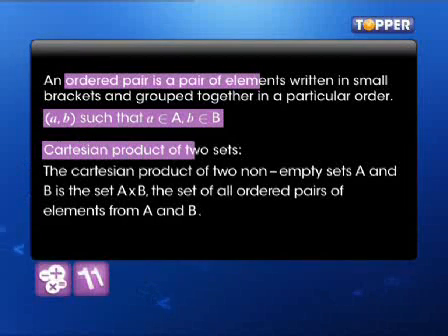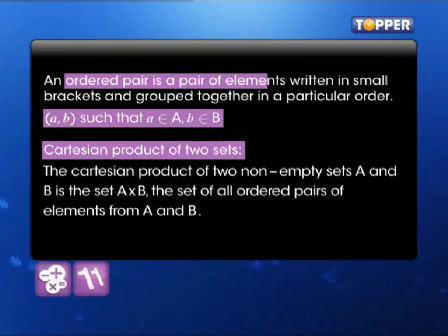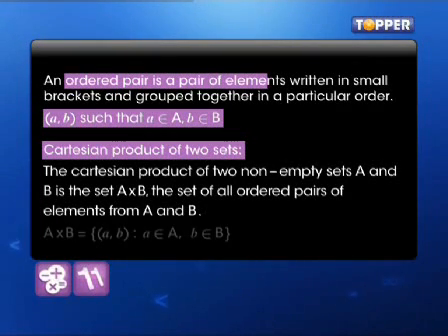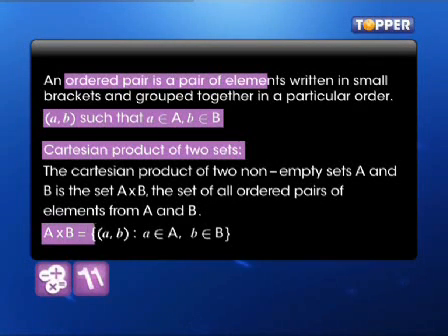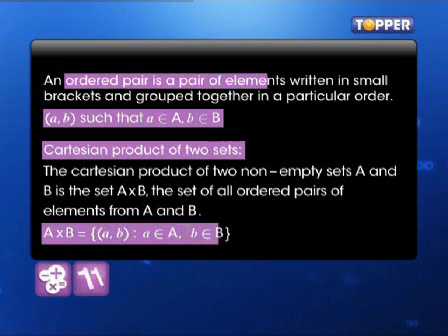Cartesian product of two sets. If A and B are any two non-empty sets, the Cartesian product A cross B is the set of all ordered pairs of elements from sets A and B, defined as follows. A cross B is equal to the set of all elements (a, b) such that a lies in A and b lies in B. The Cartesian product is also known as the product set.